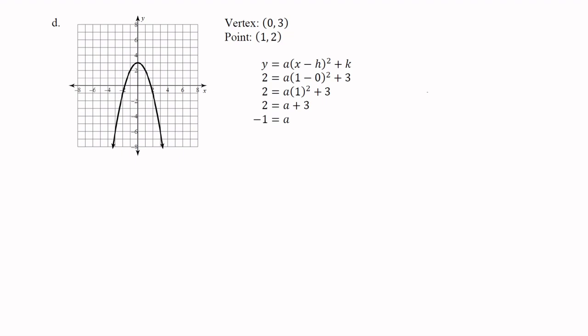For d here, we are going to get our vertex and another point, and then we are going to plug everything in like we've done before. Solve for a to get a equals -1. And then plug in your a, h, and k to get your final result, -x squared plus 3. That is the function, or the equation, for that graph.